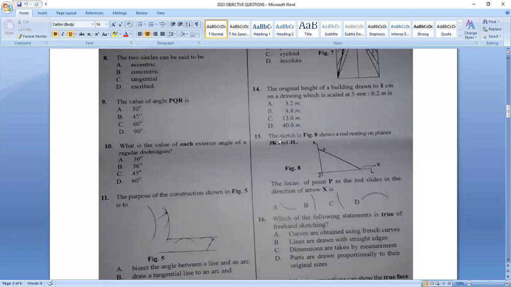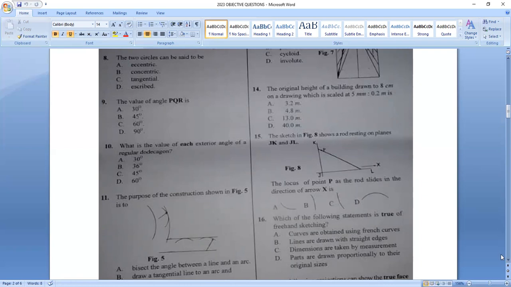Then question 15, we have that the sketch in figure 8 shows a rod resting on planes JK and JL. So we now know the locus of point P as the rod slides in the direction of arrow X. If it slides in direction of arrow S, the answer to this question will be option B. It is going to give us curve B.